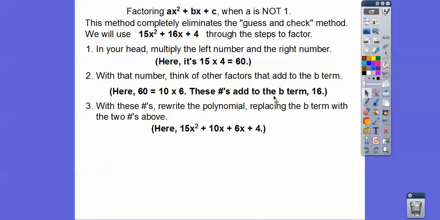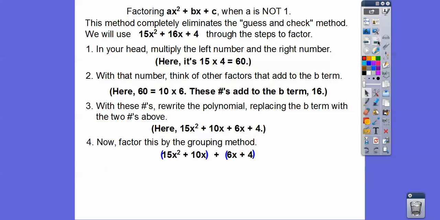So now you rewrite this guy by replacing this 16x with the 2 numbers that we got right here, with 10x plus 6x. See, there's 16x. And look, we have 4 terms now. Now we just factor it by grouping right there. So I'm going to group them together. I can pull a 5x out, and I'll be left with 3x plus 2. Here we'll pull a 2 out, and we'll be left with 3x plus 2, and then bing, bang, boom, and you got it. Slam dunk.